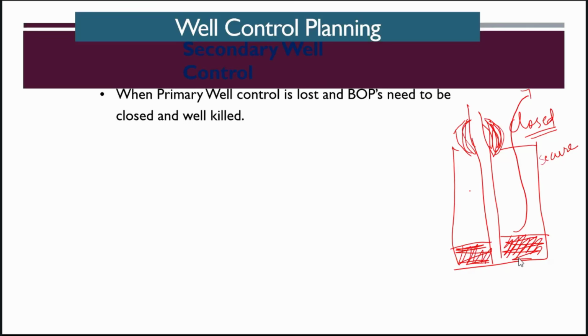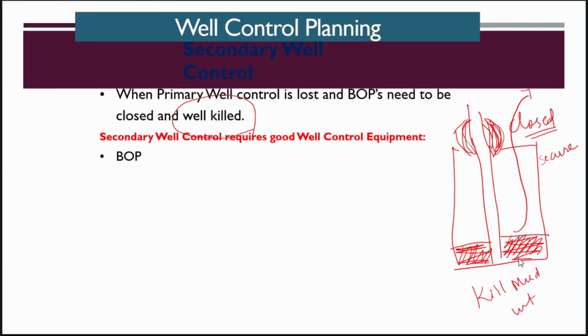It means our mud weight was not sufficient. The mud weight which is sufficient and which we use for killing, we call kill mud weight. So you have to circulate the influx out and you need to kill the well. The term is kill the well, meaning kill the pressure which is coming from the well. You have to balance that pressure. That is secondary well control.